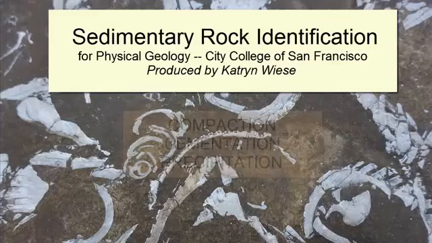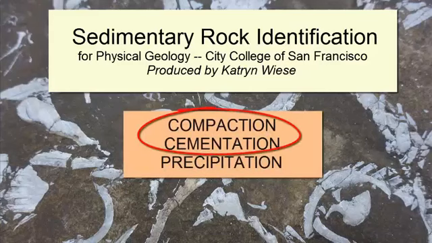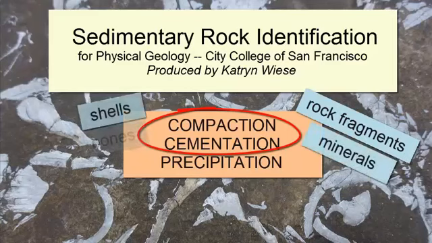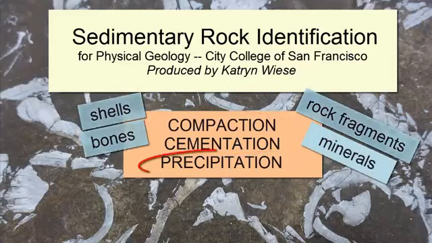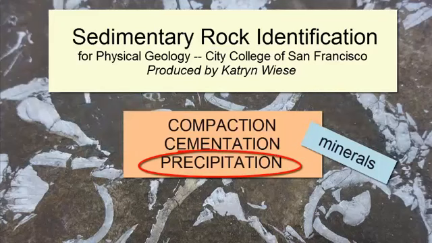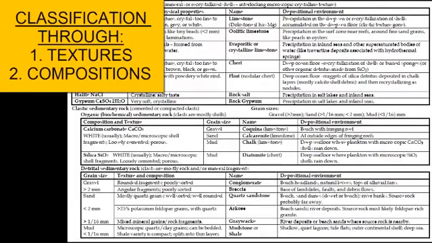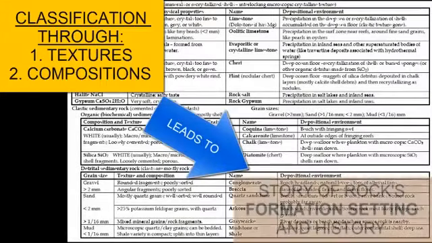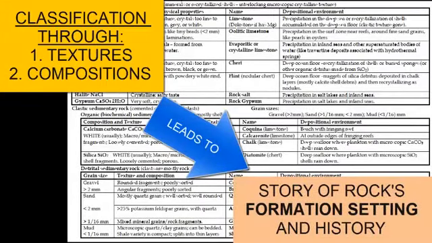Sedimentary rocks are those formed by the compaction or cementation of surface debris, such as rock fragments, minerals, shells, bones, and more. They can also form through the precipitation of minerals directly from surface waters rich in dissolved ions. When we classify and identify sedimentary rocks, we review the textures and compositions, which are the clues we use to recognize the original surface formation setting.